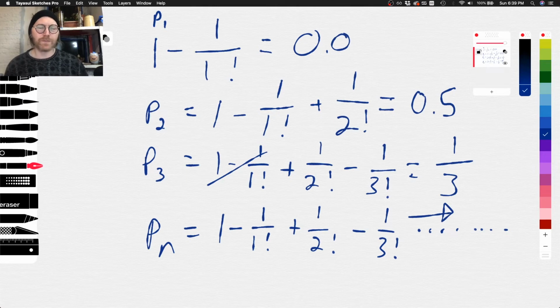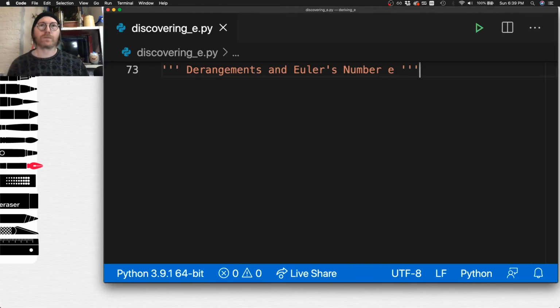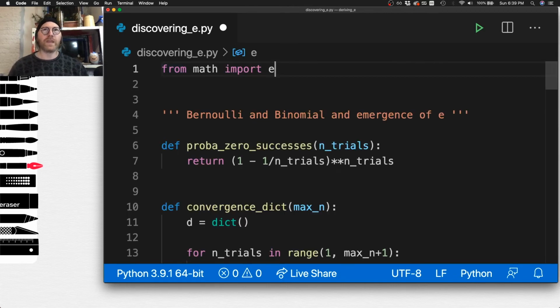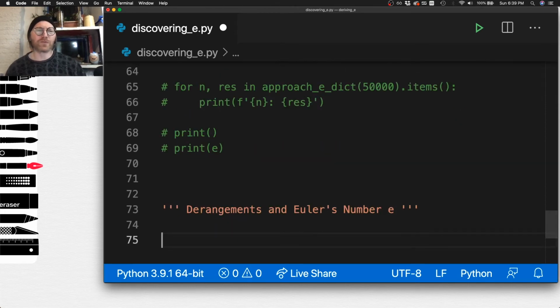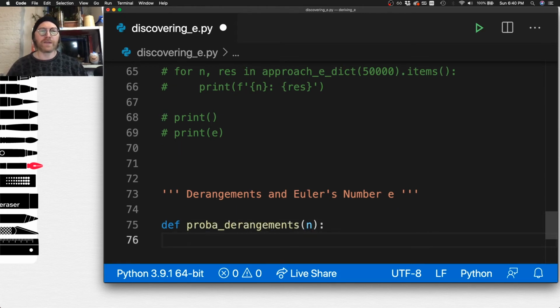Let's write some Python for this and get a sense of what's going on here. So from math, and I'll just do this at the top of the file, I'm going to import e. I already did that, right? I'm also going to import factorial. Normally, I would probably write a factorial function really quick, but that's okay. I'm just going to import it this time. I'm going to define the probability of n derangements, okay? And I'm going to say if n is 1, well, we know that that's 0. So I'll just say 0.0.